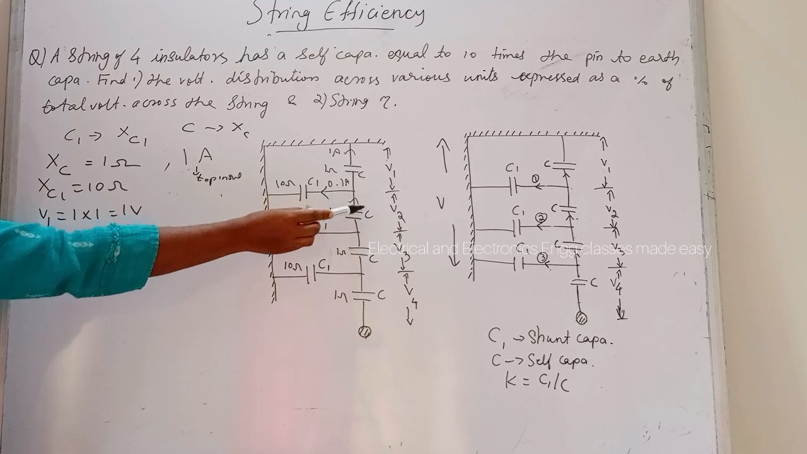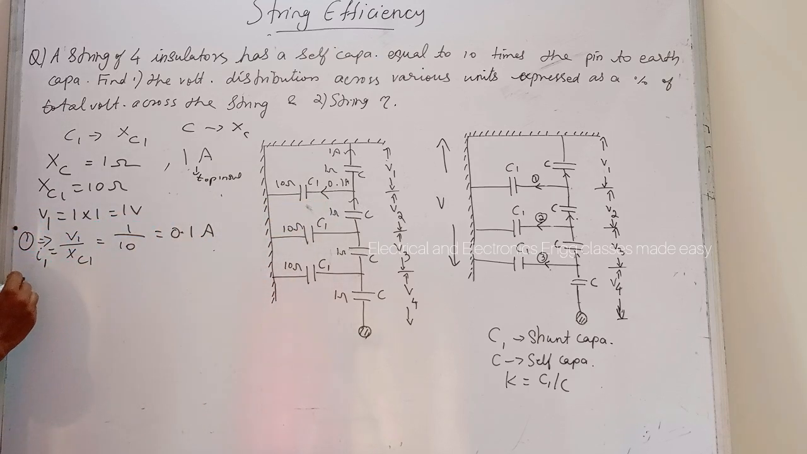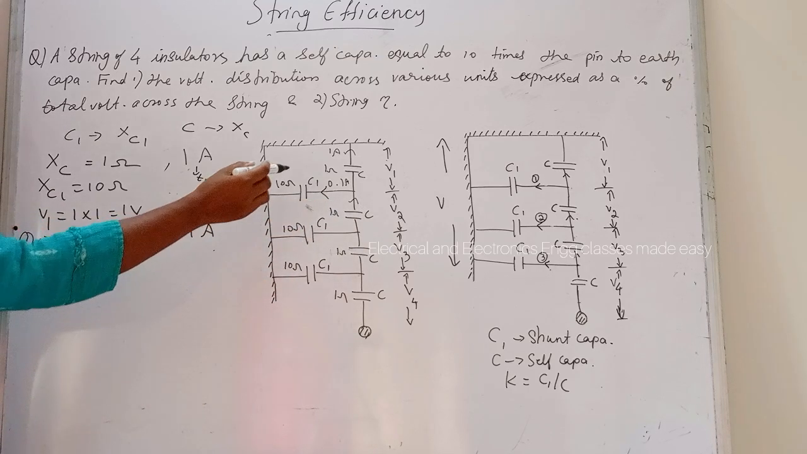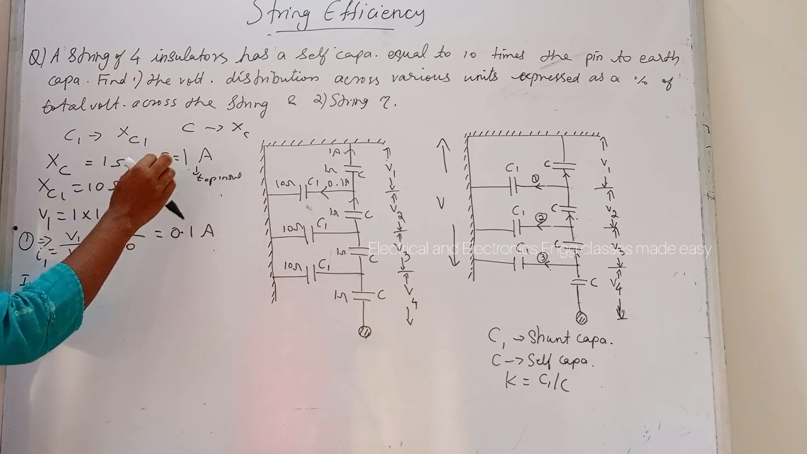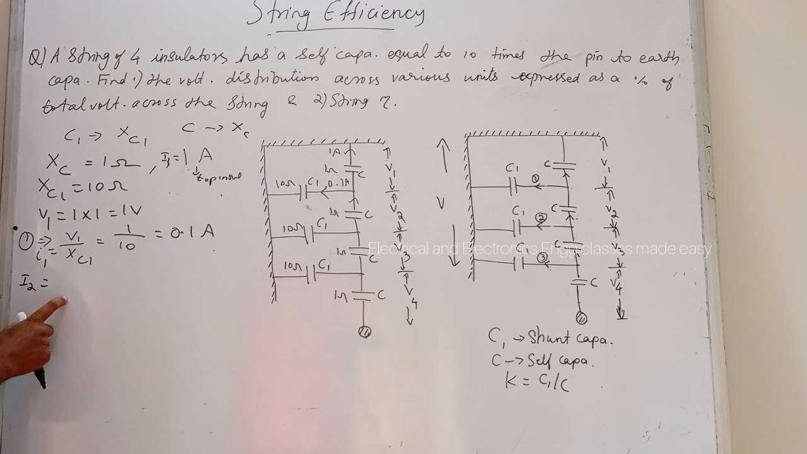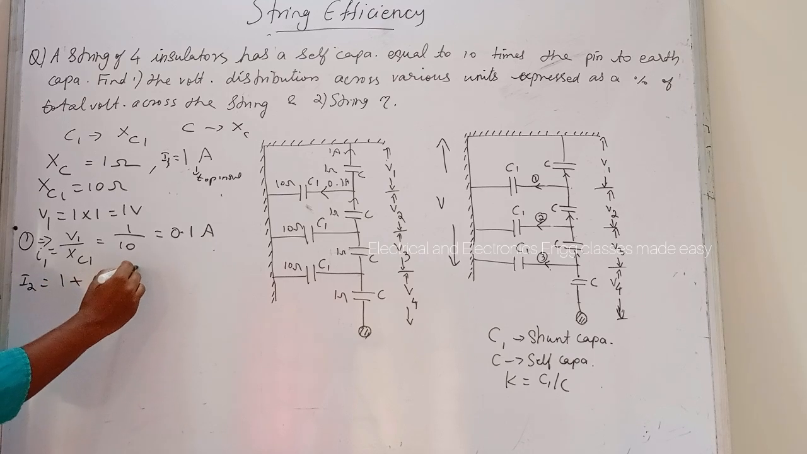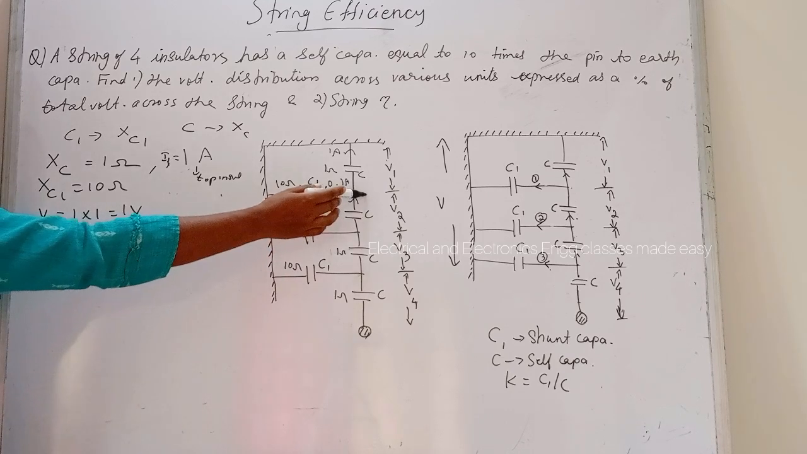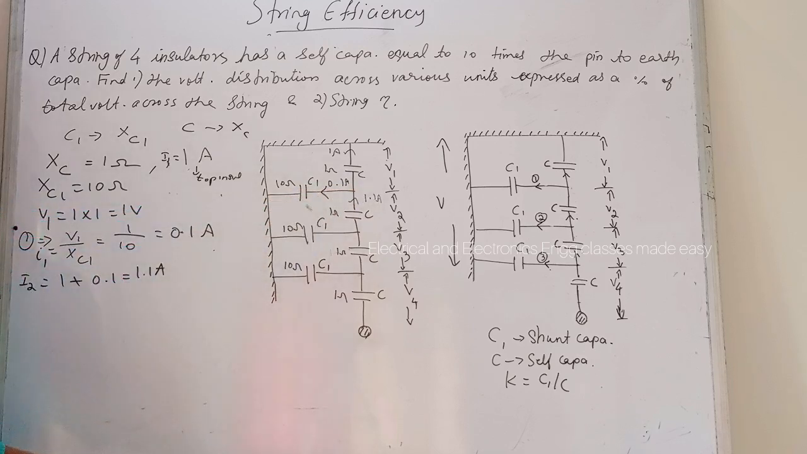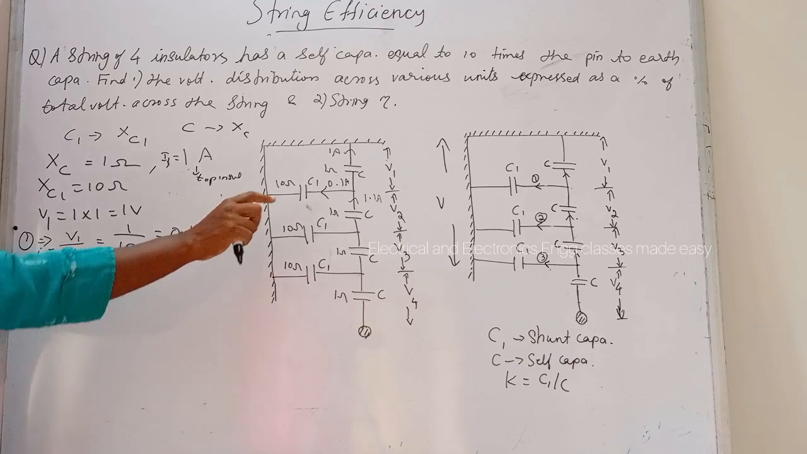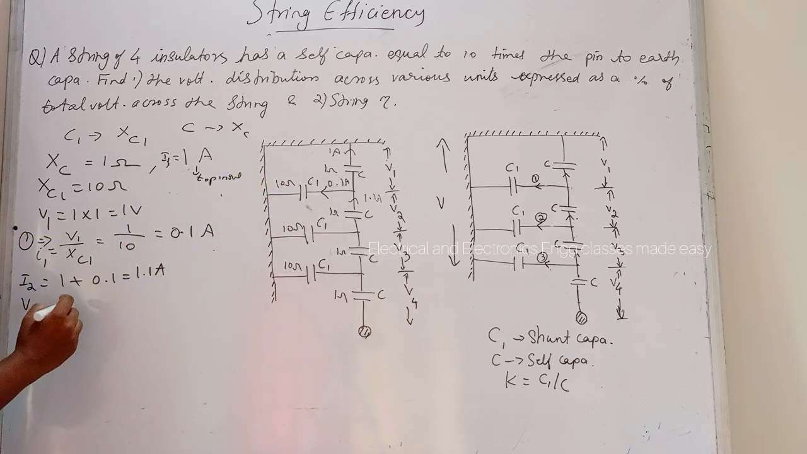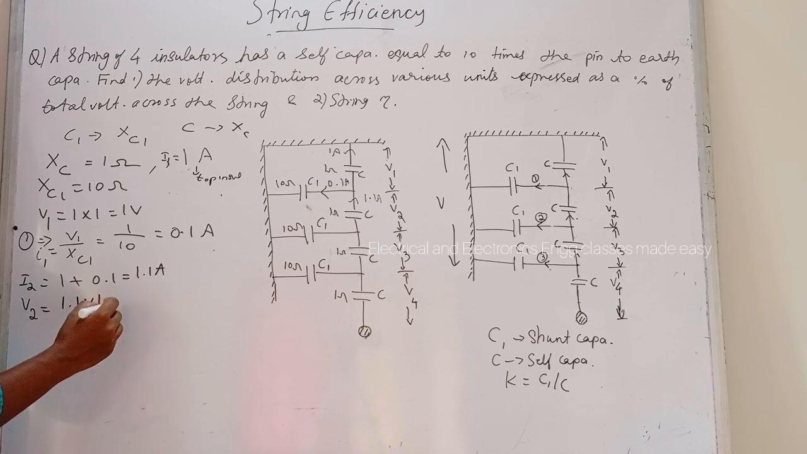Then what will be this current? That is I2. Capital I2 is equal to the sum of these two currents, that is 1 plus 0.1, that is 1.1 ampere. So this current is 1.1 ampere. Then what will be V2? V2 will be equal to current into that reactance, that is 1.1 into 1 ohm. So we will get 1.1 volts.